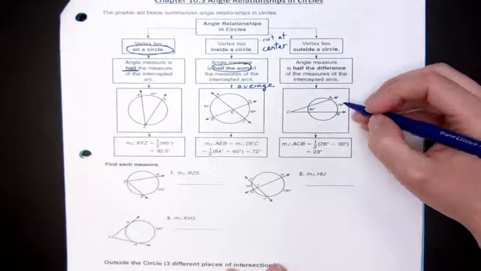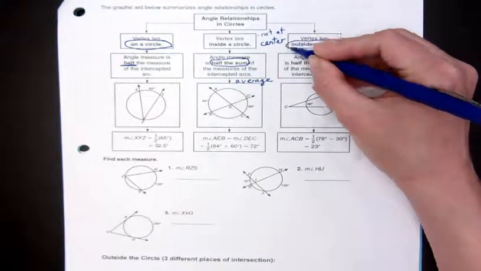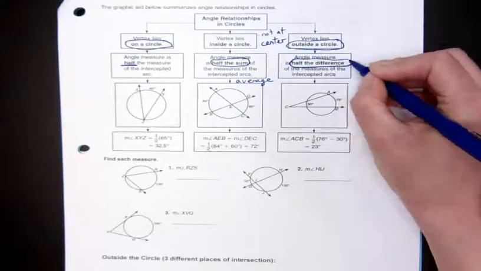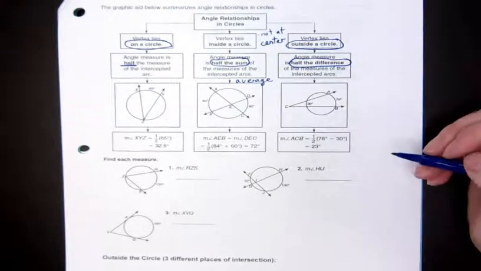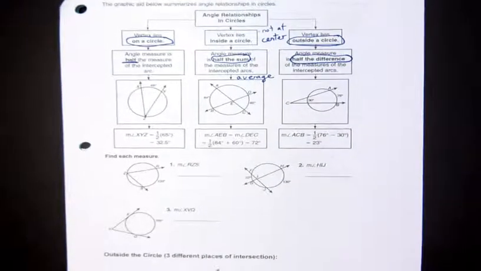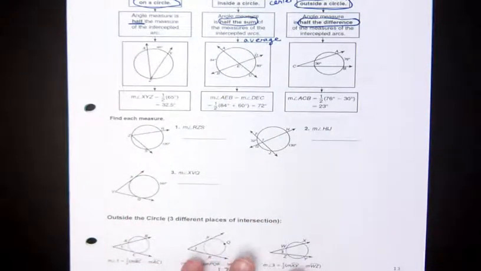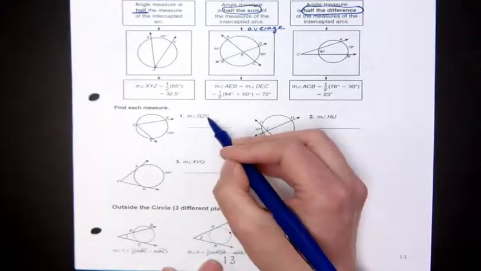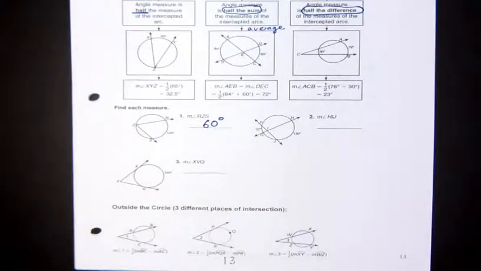And then this is the one that's new: half the difference if the vertex is outside the circle. So if you're making yourself a note card or if you're not, those are the rules you have to know to be able to do this. So down here on problem 1, which of these 3 rules are we going to use? The first one. So if this is 120, what is angle RCS? 60. Easy, right?